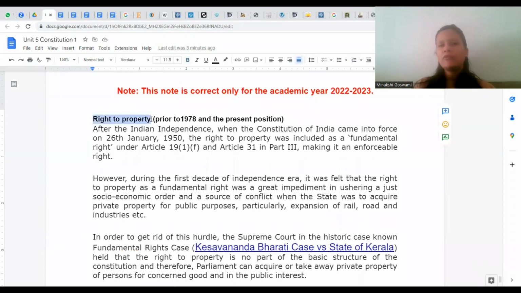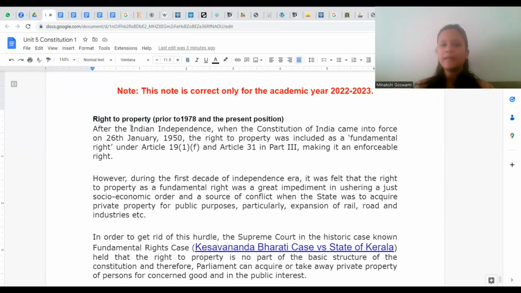Now, when we talk about right to property, it was there in Article 19 of the Constitution, 19 clause 1 clause F, but later on it was removed from there. So what was the need for removing it and what is the position?